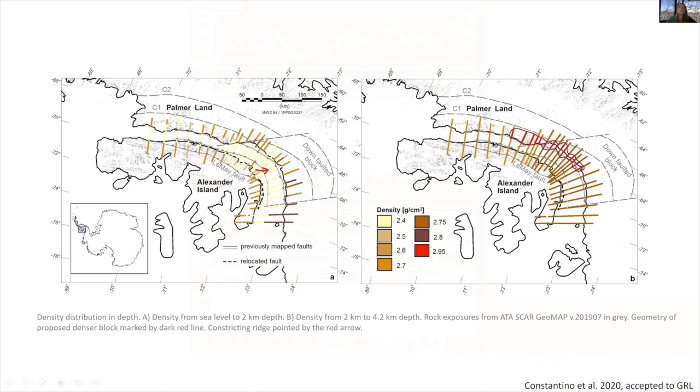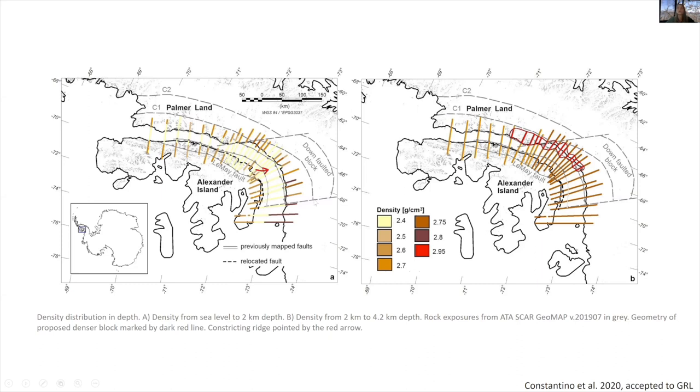The first one is that here where we have a light gray previously mapped fault, we think that this fault might be a little bit offset from here. So we propose to relocate the position of this previously interpreted fault from the gray line to this black dotted line based on the density edges of our density distribution.